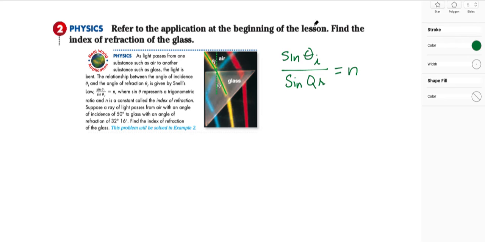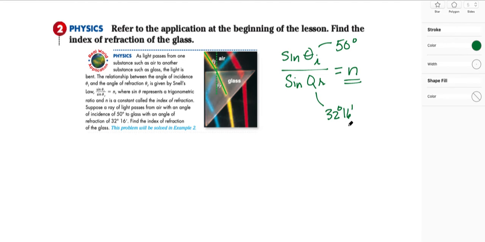And so what we're going to do, the angle of incidence, we're going to figure out the index of refraction, which is n. The angle of incidence is 50 degrees. The angle of refraction is given as 32 degrees and 16 minutes. What we're supposed to do is calculate this value. So how can we do it? Well, we can do pretty easily the sine of 50 degrees. We can grab a calculator and do that.